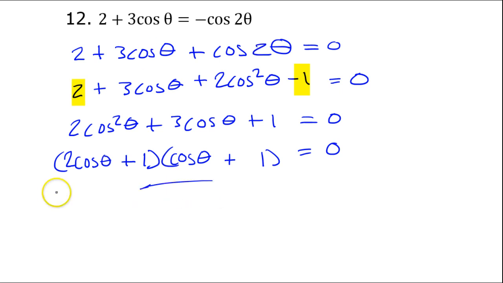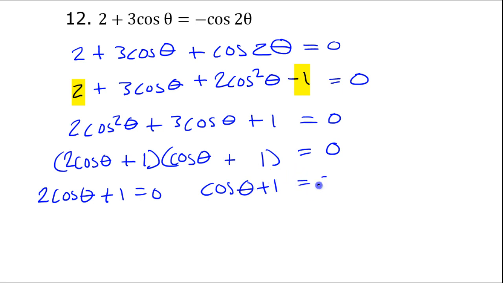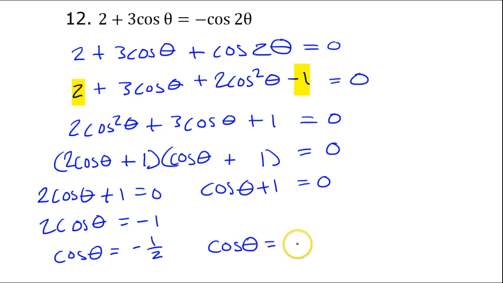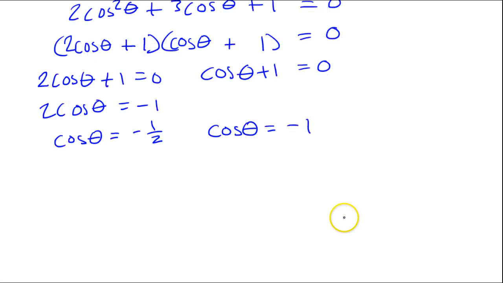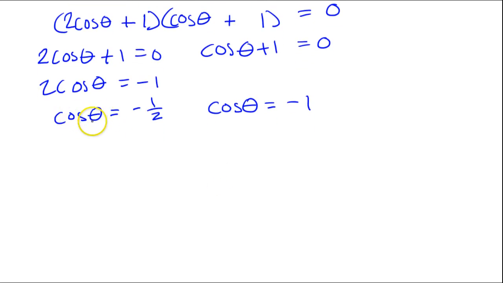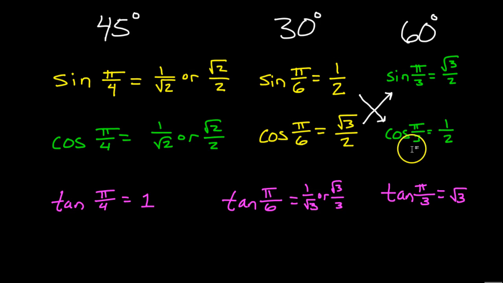So now we will use the zero product property and set these two factors equal to 0 and solve. So solving the left side will give me 2 cosine theta is equal to -1. And dividing by 2, I have cosine theta is equal to -1/2. Subtracting 1 from both sides, I get cosine theta is equal to -1. Now, the cosine of what angle is equal to -1/2? Well, forget the negative for a second. The cosine of what angle is 1/2? Hopefully you've memorized that that is pi over 3.